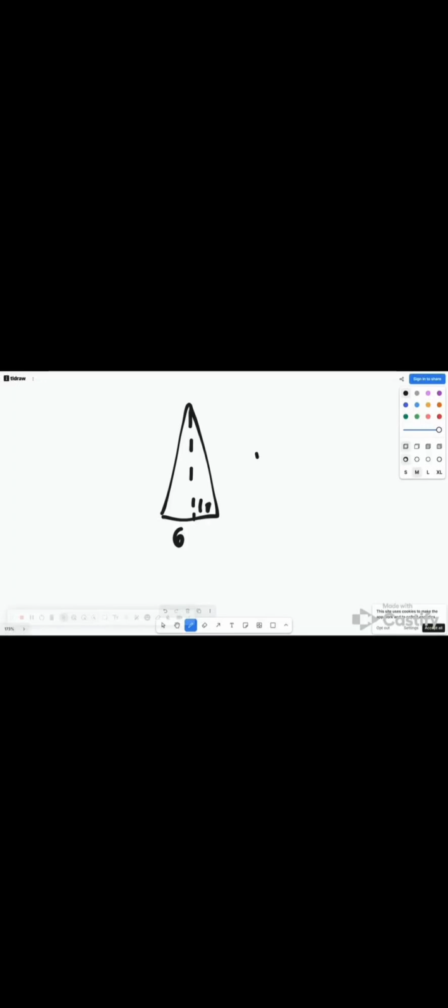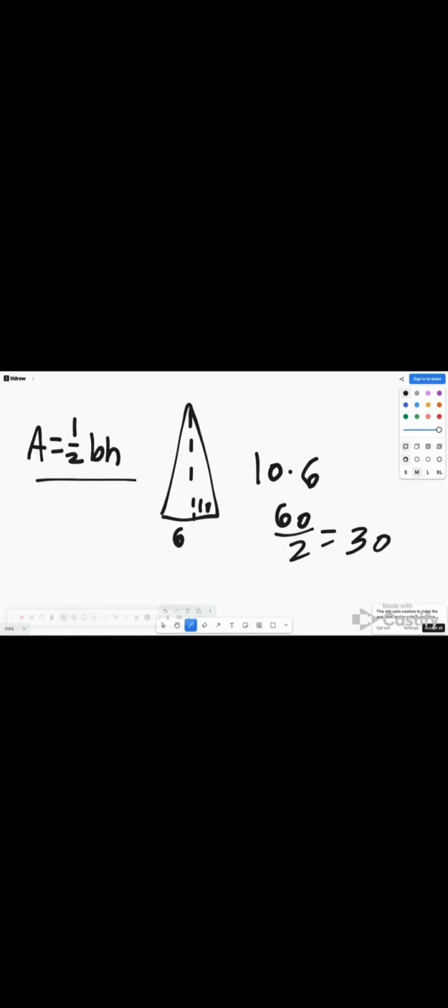We will multiply the height times the base, and that gets us 60. But then we have to divide by 2, which will equal 30. So the area of the triangle is 30 square feet. And this is the formula for the area of a triangle. It's pretty different from a rectangle, but it's really easy to get the hang of.